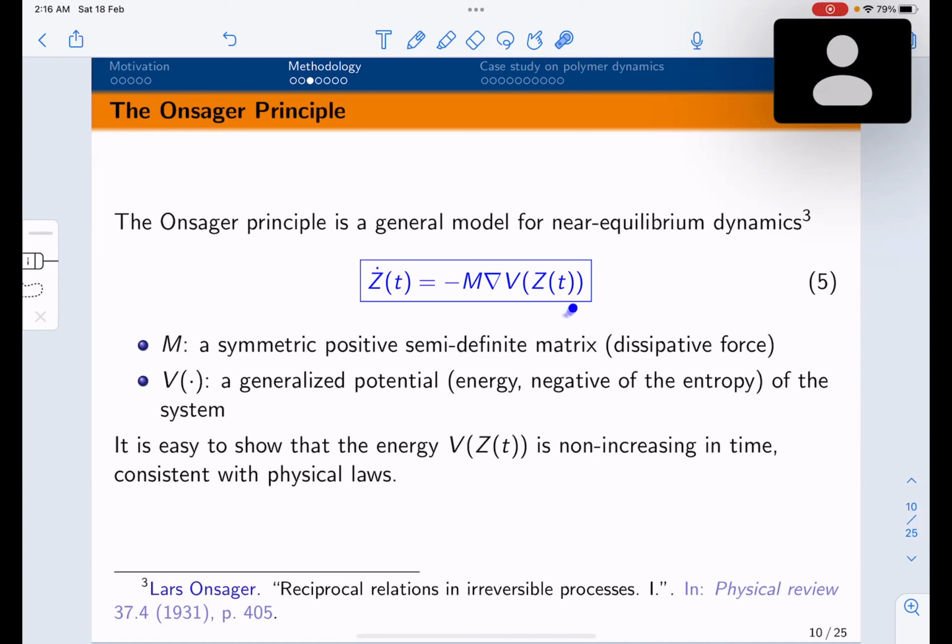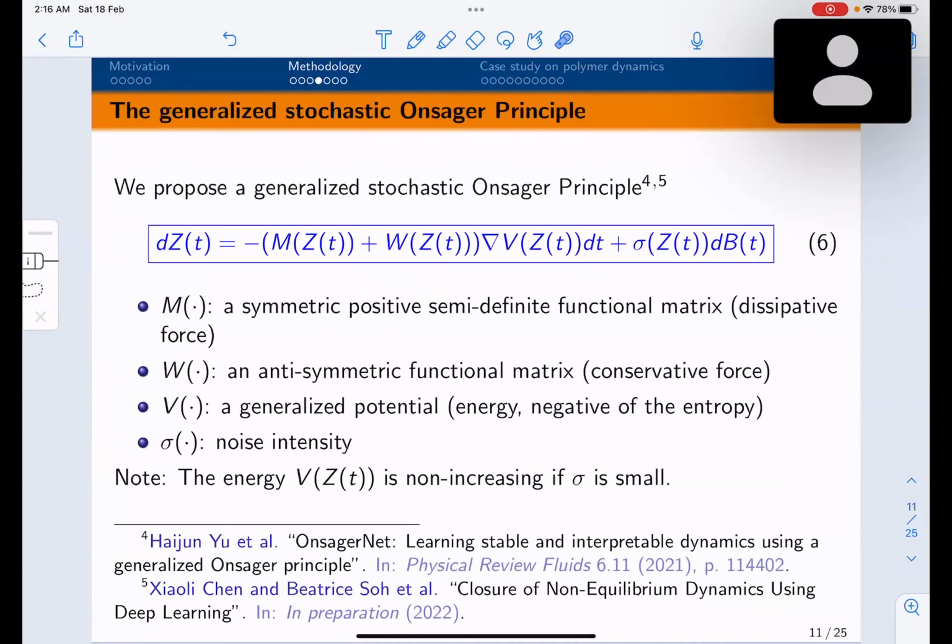It looks like this equation. Here M is a symmetric positive semi-definite matrix, which represents the dissipative force, and V is a generalized potential term. This model can describe a lot of systems, like polymer dynamics. So we generalize this model to a stochastic version.